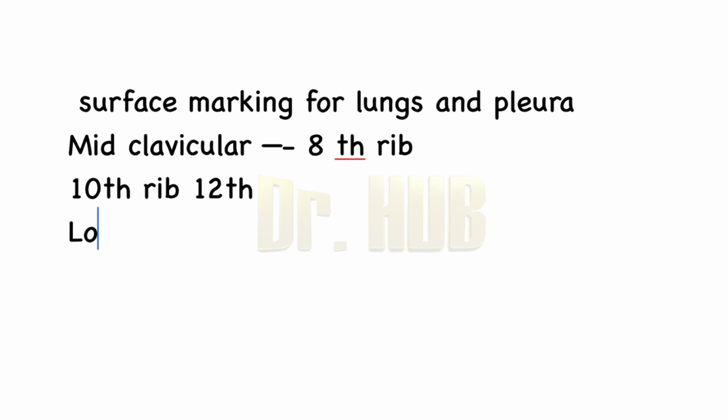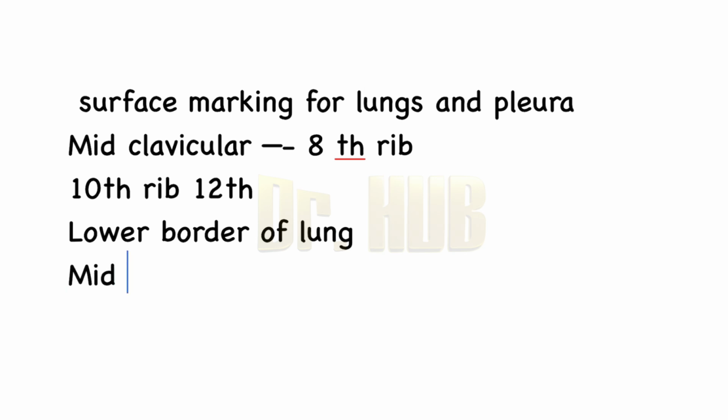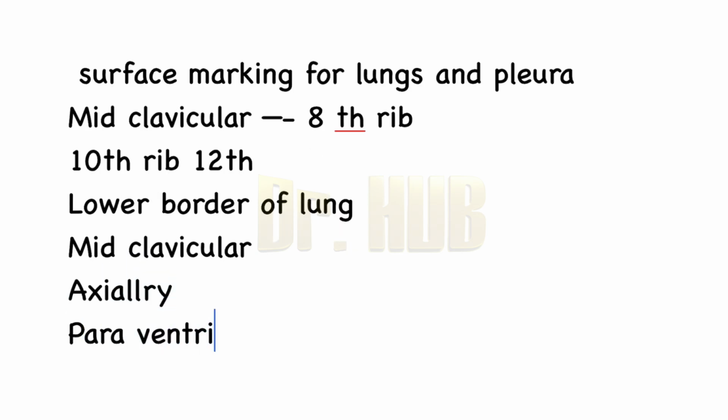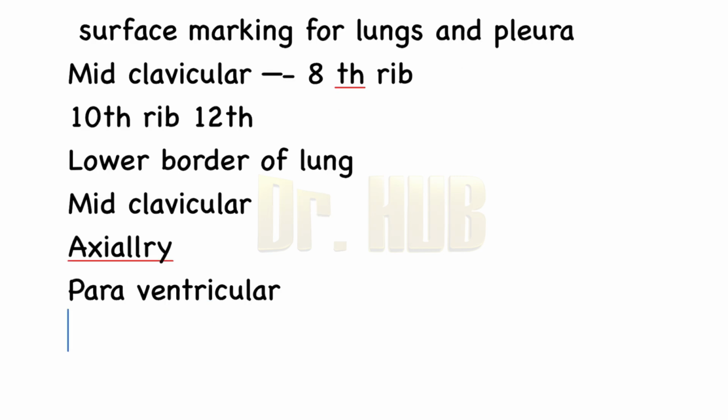Next is the lower border of the lung. So this includes the mid-clavicular, axillary and the paravertebral. So mid-clavicular, then the axillary and the paravertebral. So this includes the 6th, 8th and the 10th rib respectively.